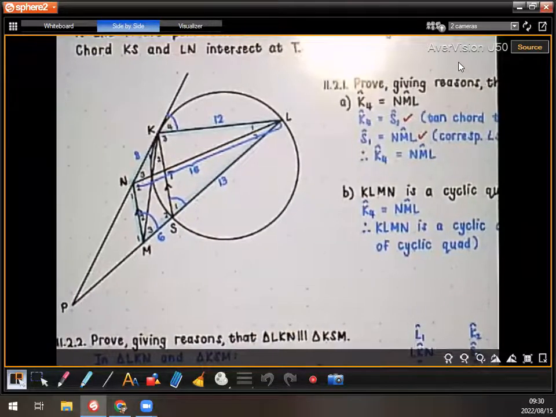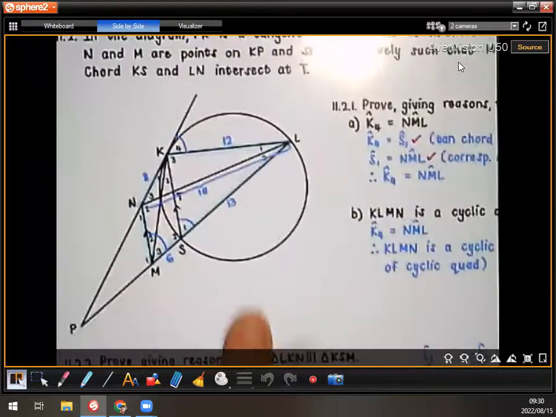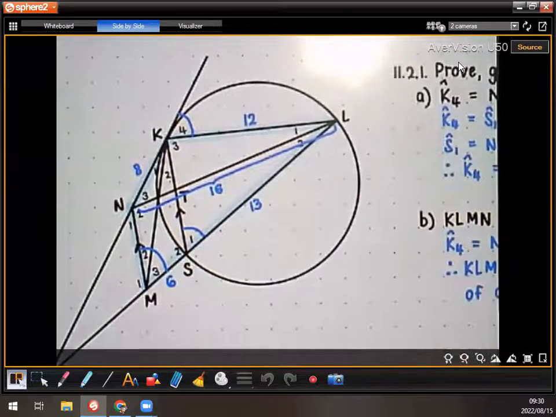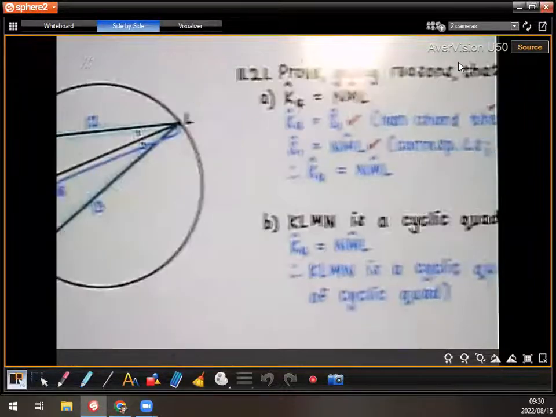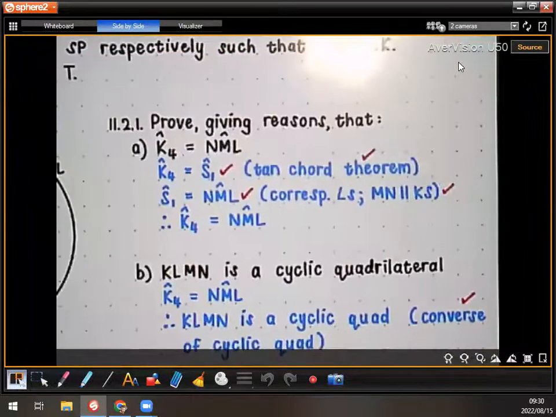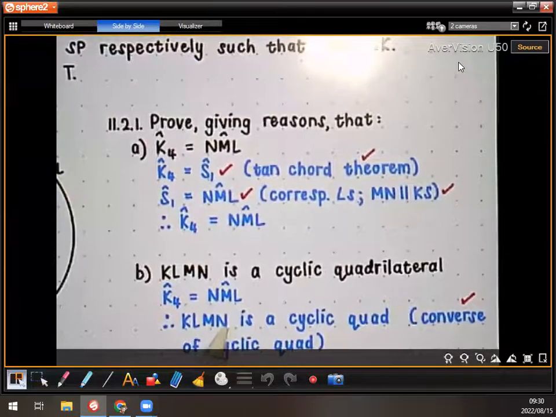Can I go on to the next one? Are we ready? Okay, so there we go. That was the picture. You can see, if you're actually filling everything in, there's a lot there. So hopefully this year they'll be more mindful of that. First thing they wanted us to prove is that K4 is equal to NML. Most people could do this one from what I can remember.